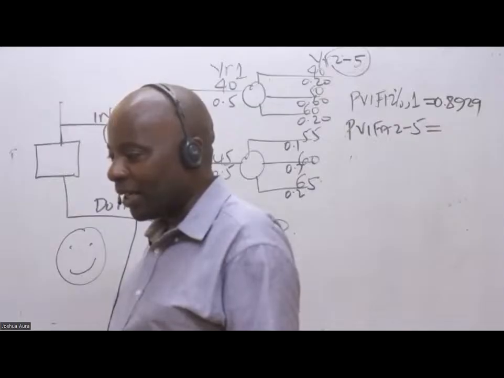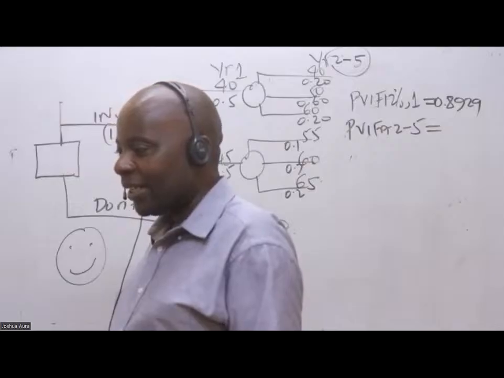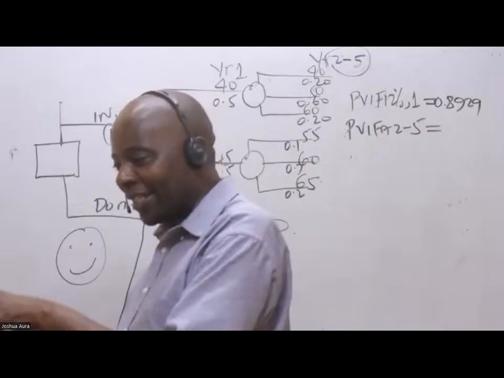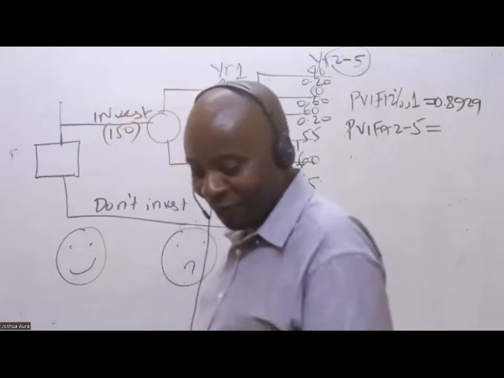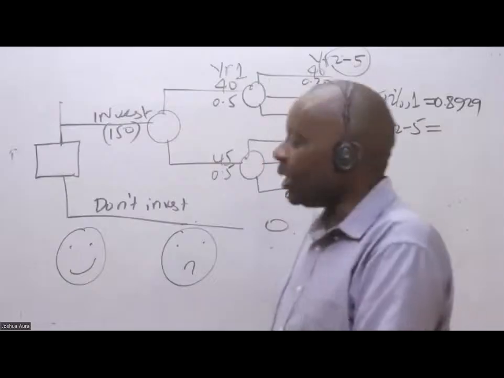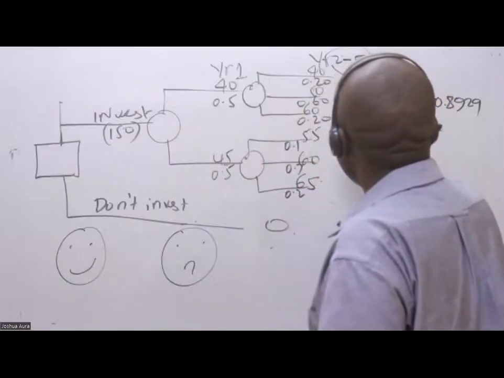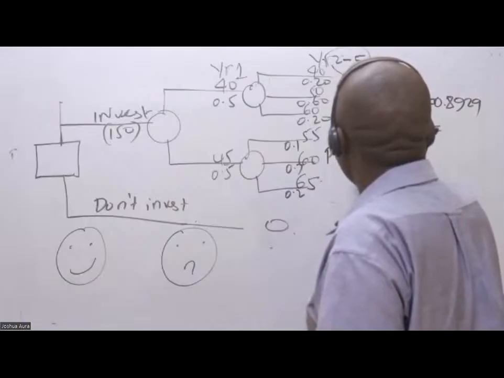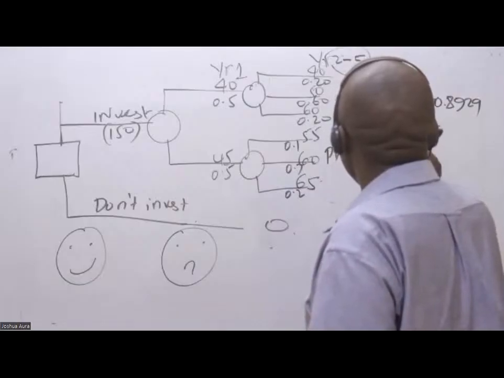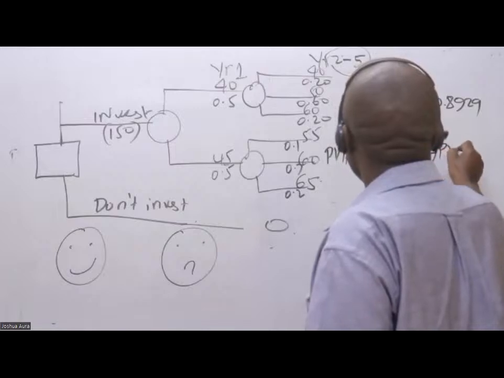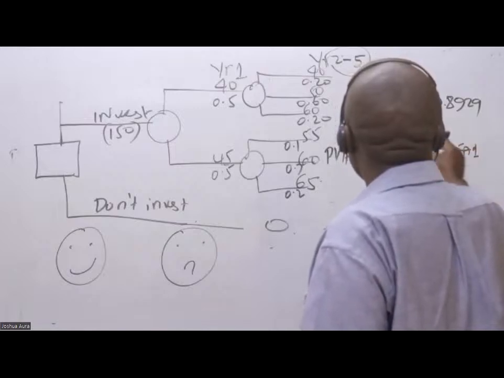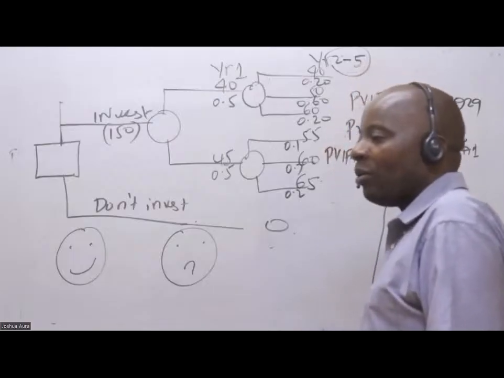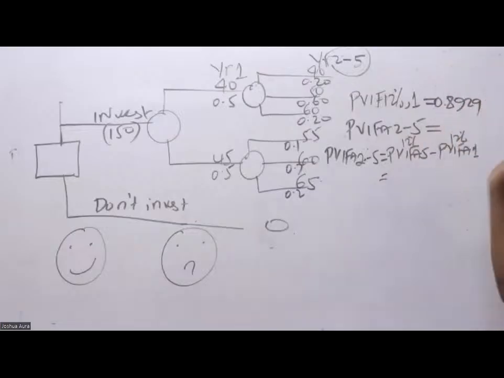PV-FA. Yes, you can now see they are able to interpret very well. They're able to do year 5 minus year 1. Thank you very much. So in this case, what do we have here for PV-FA? PV-FA 2 to 5 is PV-FA 5 minus PV-FA 1. Don't forget you're using 12% across. So are you able to read for me PV-FA 5, 12%?